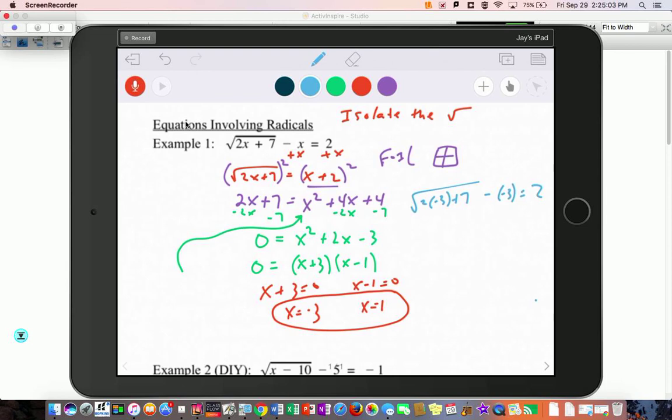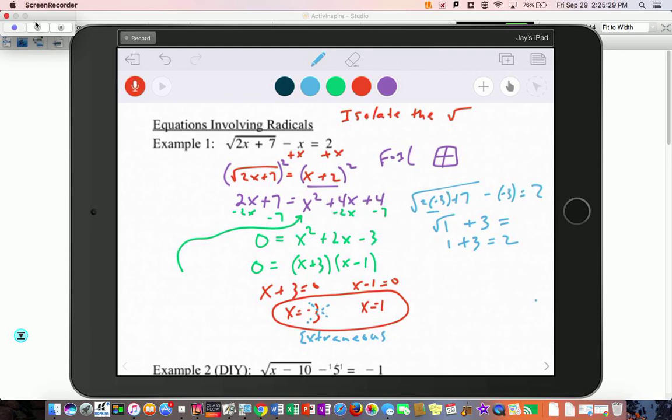So right here, we have negative 6 plus 7, so that's the square root of 1, plus 3, and the square root of 1 is 1, so does 1 plus 3 equal 2? No. So that's called an extraneous solution.